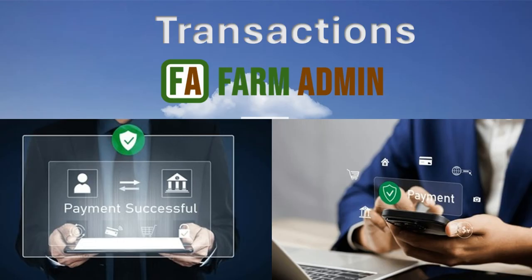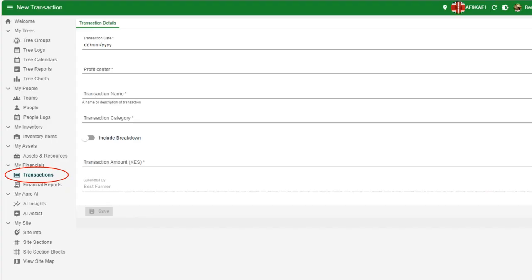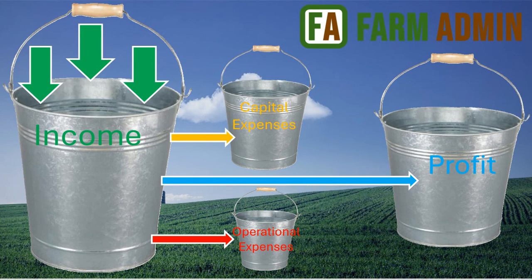At this point, you are free to go to My Financials and you go to Transactions. And in Transactions, you are going to record your financial transactions. From a financial perspective, your transactions are going to fall in one of 3 buckets. One is the operational expense, which is business as usual, month-to-month expenses for your business. Like when you're buying your fertilizers, goes into operational expenses.